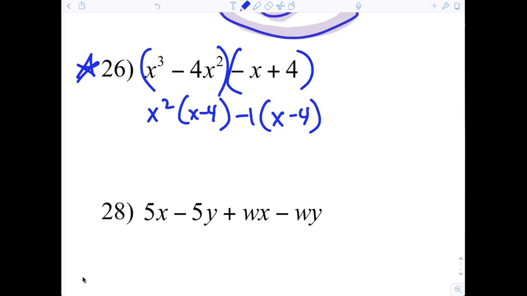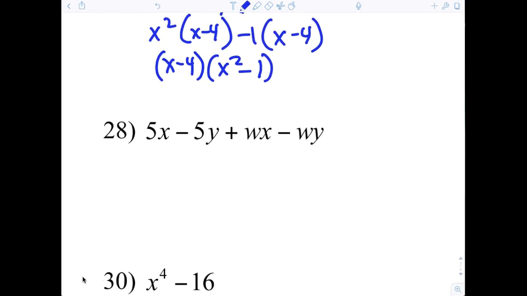Okay, 26 is the good one. So now you factor out the x minus 4, and now you're left with what? x minus 4 and x squared. So now what's the problem? It's that x squared. The x squared minus 1, this is the time where it can factor, because those are both perfect squares. So now you're going to write this as x minus 4, x plus 1, x minus 1.